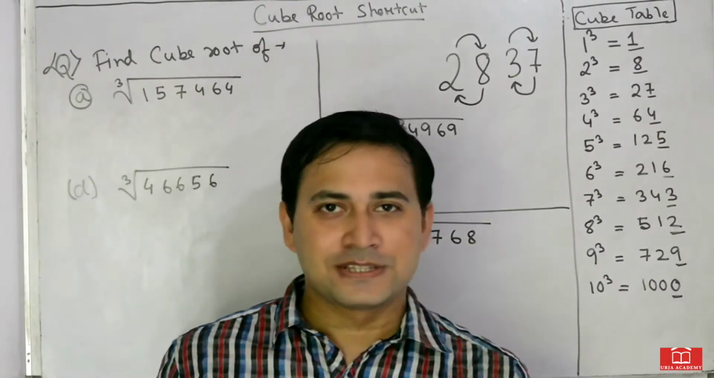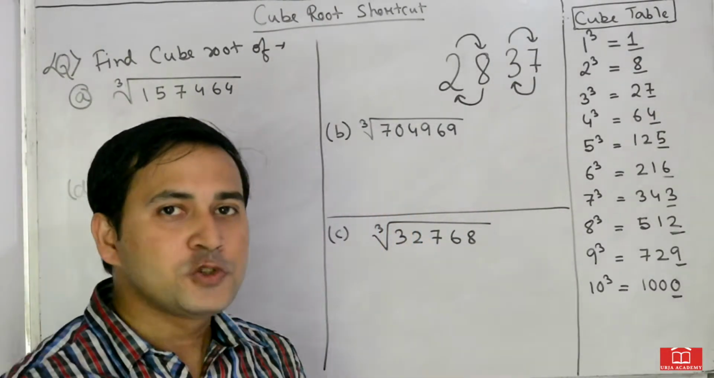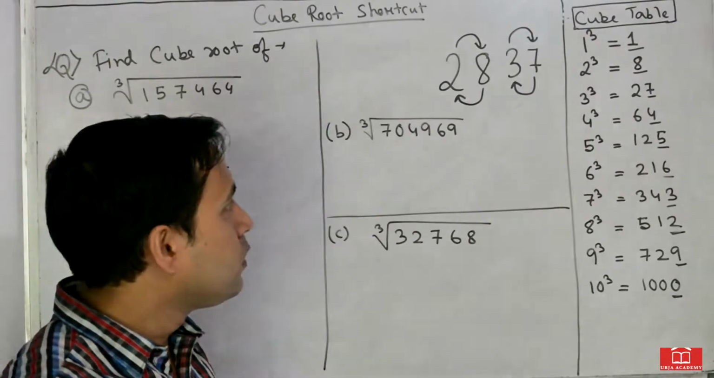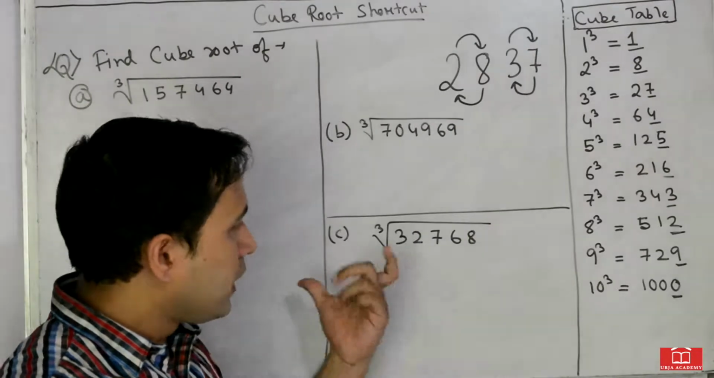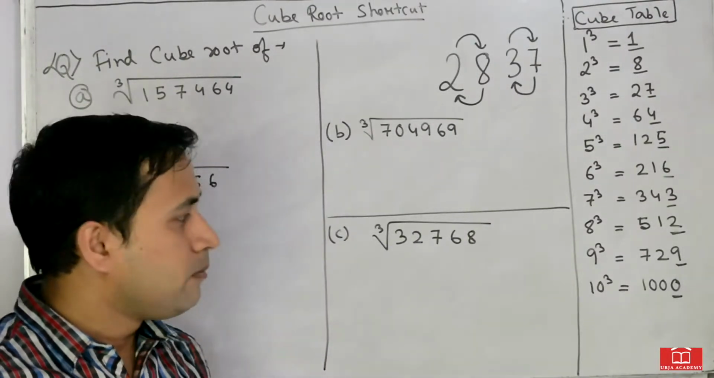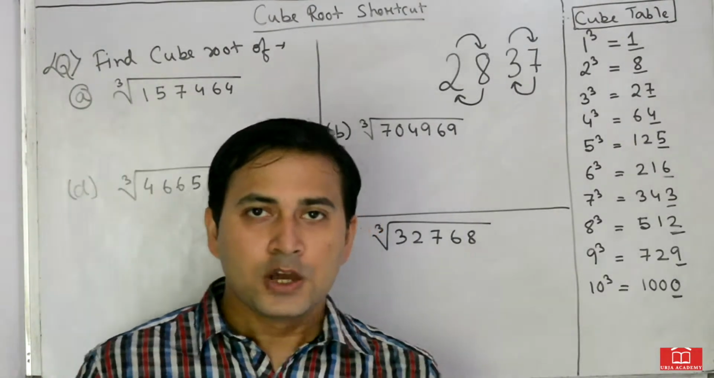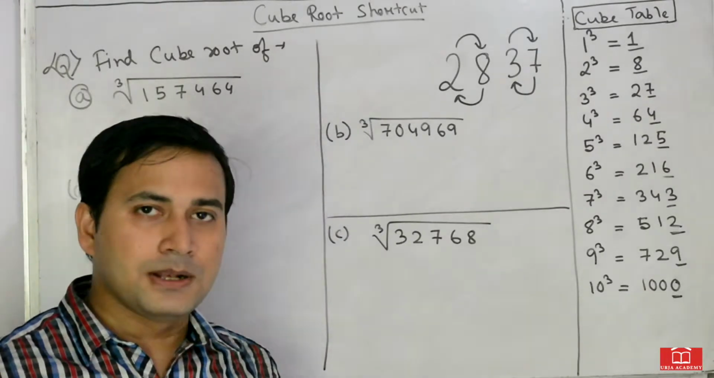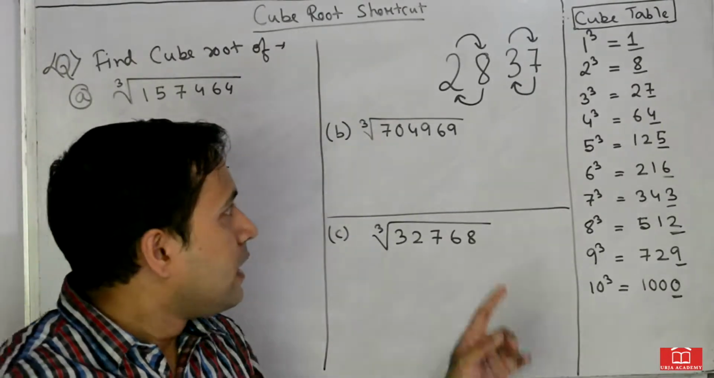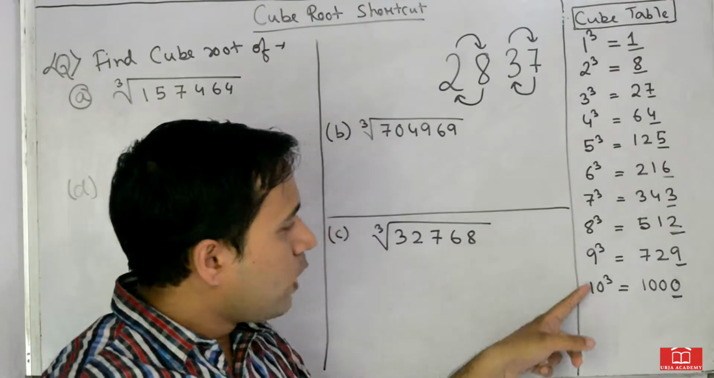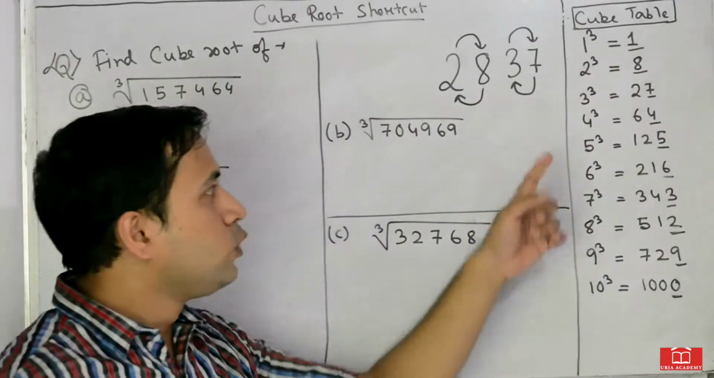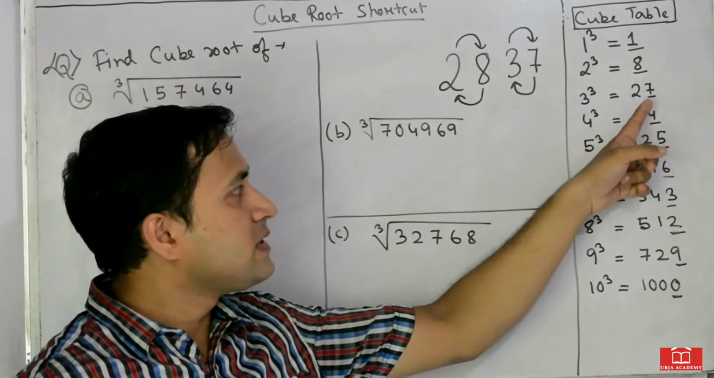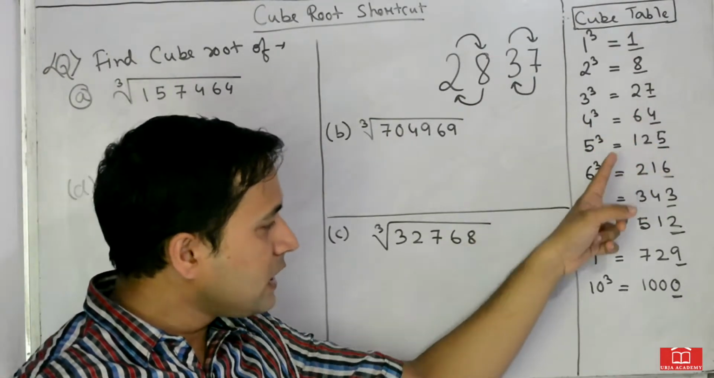Today I am going to discuss a method by which we can find out the cube root of a number, but this method will involve a shortcut trick. But before applying the shortcut trick, we need to know the cube table up to 10. Now let us see what the cube table says here. 1 cube is 1, 2 cube is 8, 3 cube is 27, 4 cube is 64, and so on.